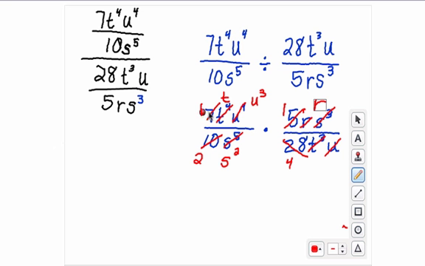And so we look up here on the top part and we multiply. We have 1 times t times u to the 3rd times 1 times r. And just in general, you can put this in alphabetical order. So we're going to have r times t times u to the 3rd all over, let's see, 2 times 4, which is 8, s squared.